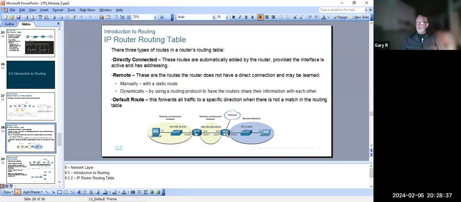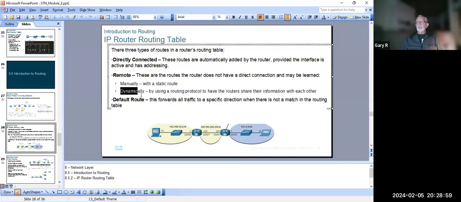This router here might send information to this router about this network, and that would come in this interface from that router. This router then can put information about this network into its routing table, and that would be a remote route. If it learned it from another router, it's learned dynamically. If you configured it as an administrator, then you did that manually, and that's called a static route.